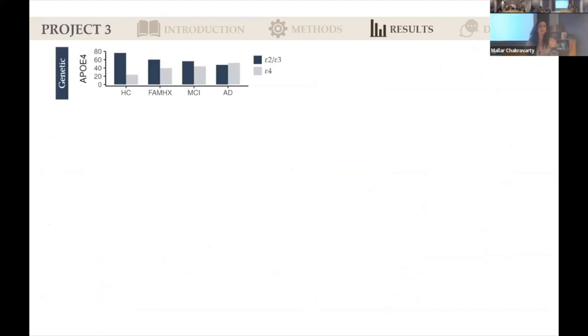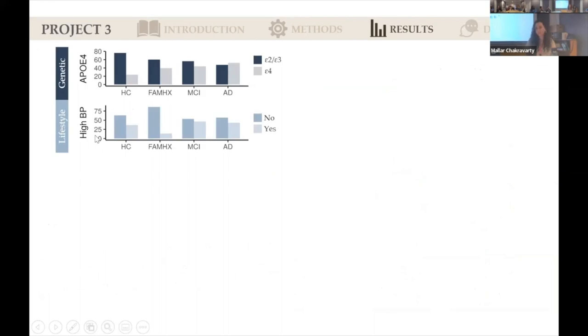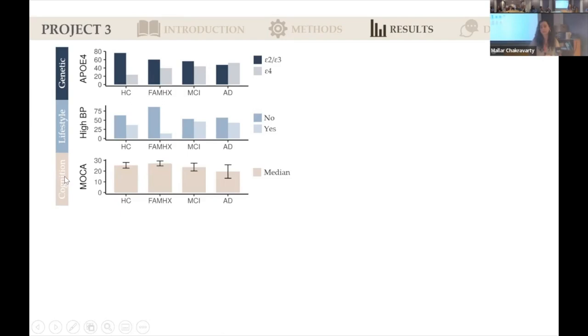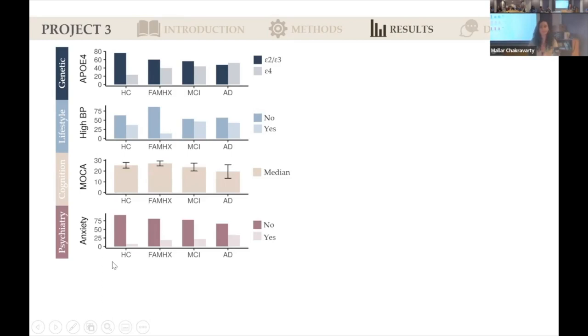For example, I had some genetic information with the APOE4 status. I had lifestyle information with, for example, the blood pressure. So, do you have high blood pressure, yes or no? We also had some cognitive scores with, for example, MoCA. We had some psychiatric information with, for example, do you have anxiety, yes or no? And also different health-related information, such as cancer.